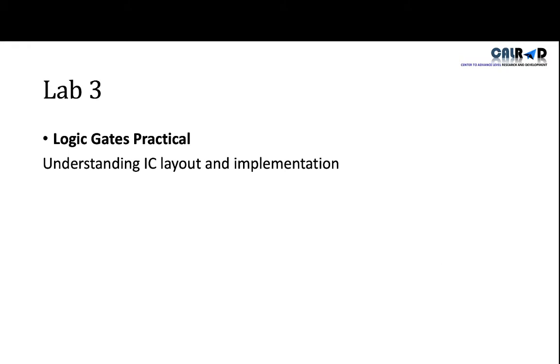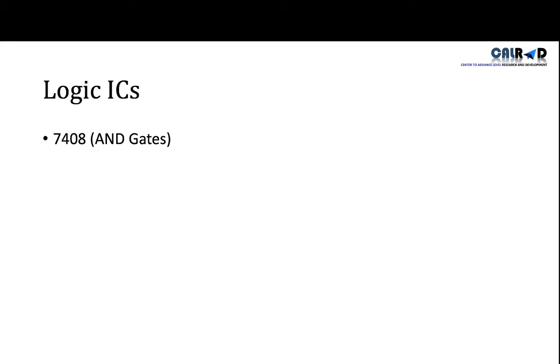In lab 3 today we will do some practical related to logic gates, using logic ICs, and understanding the layout and implementation of the logic IC. The IC which we are using today is the 7408 IC, and this IC is actually an AND gate IC. So wherever we want to use an AND gate in our devices or in industry, we use the 7408 IC.